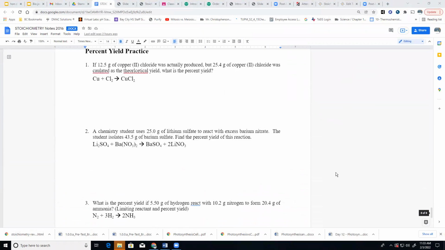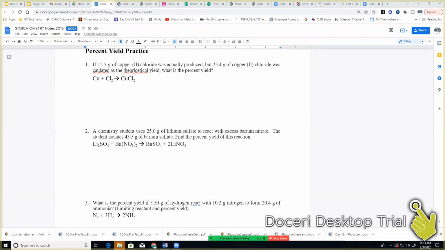So at the top, this one is actually a real nice, easy one. All right, it says if in my equation, all nice and balanced. So it says if 2.5 grams of copper chloride was actually produced, so that's my actual yield. But 25.4 grams of copper chloride was calculated as my theoretical yield.